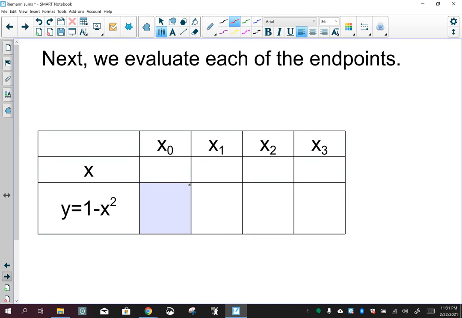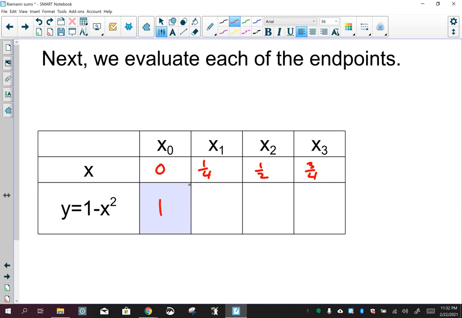So you're going to create your own table. We know it was 0, 1/4, 1/2, and 3/4. That's for your left. That's all we care about. So we wind up with the 1 here.